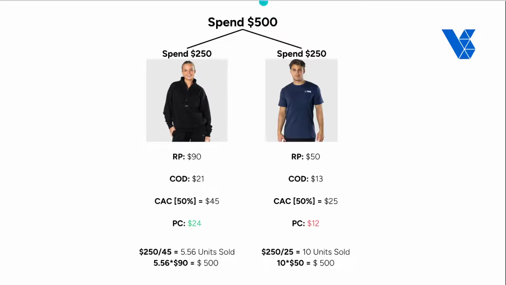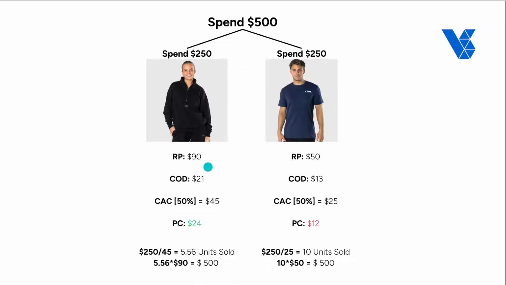difference. But to run you through an actual example, if you put $500 of spend into this campaign, 250 goes to each product. That will then result in 5.56 units being sold here because it costs us 45 to get a unit sold and we're spending 250. Over here it's 10 units.